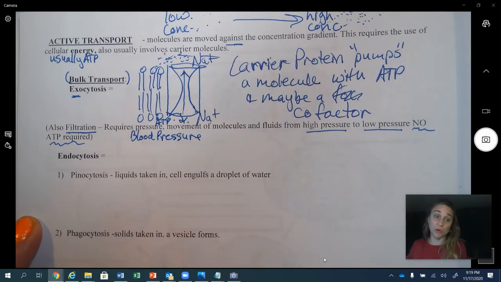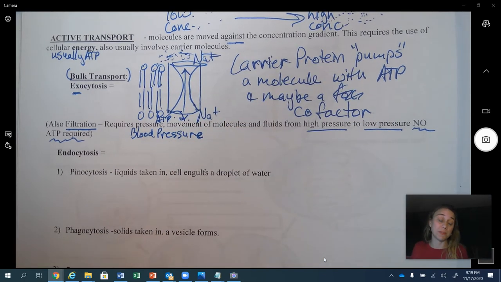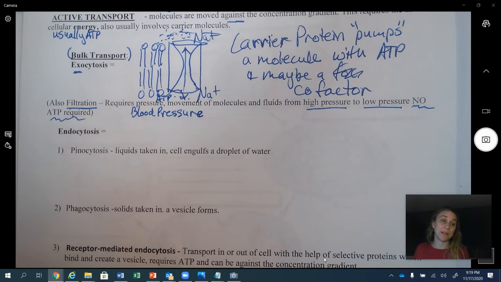Likewise, if your blood pressure is too high, it's going to blow out your little tubules and capillaries and stuff. So that's not good either, your kidneys.